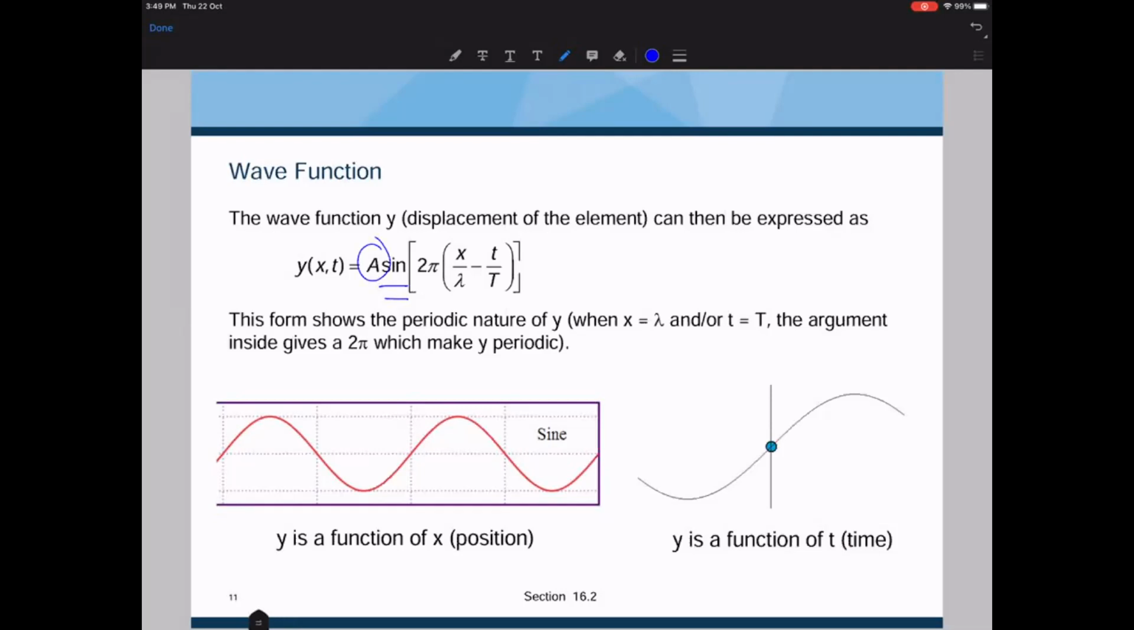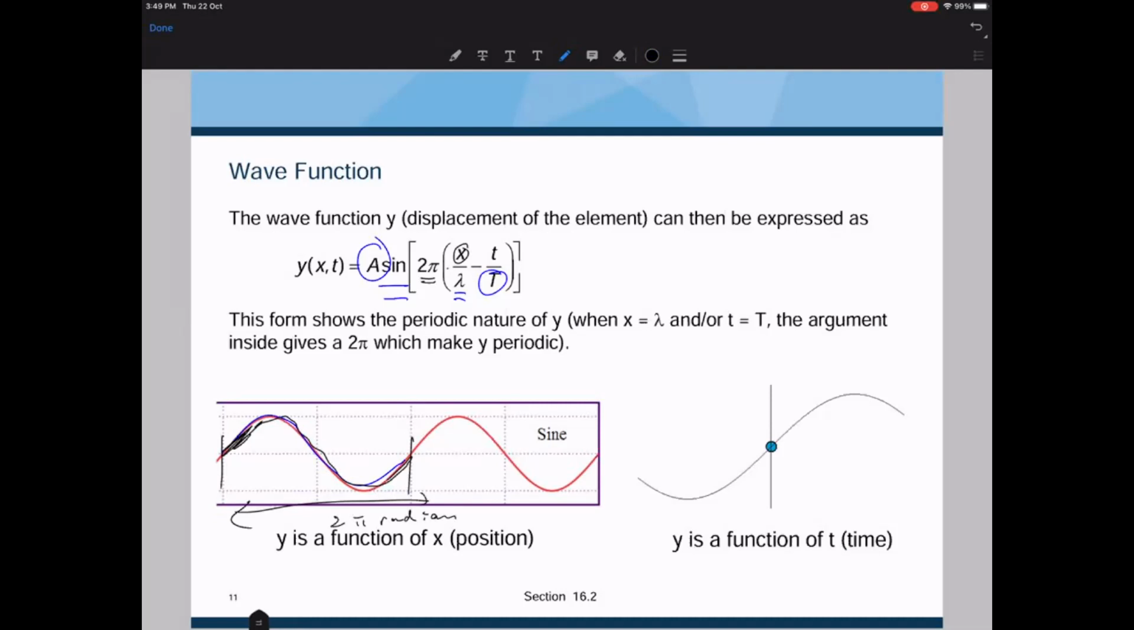The fitting of the wavelength and the period follows the idea that one single oscillation of the sine function, in terms of angle, is equal to 2 pi radian. So after one oscillation, which in terms of distance is equal to the wavelength, it should generate an equivalent angle of 2 pi radian. That is why you have x over lambda times 2 pi in the bracket.